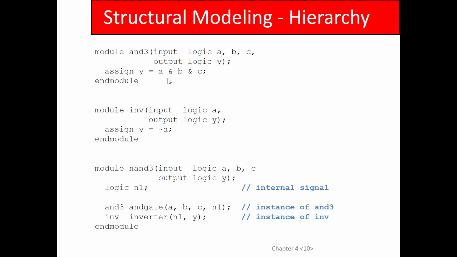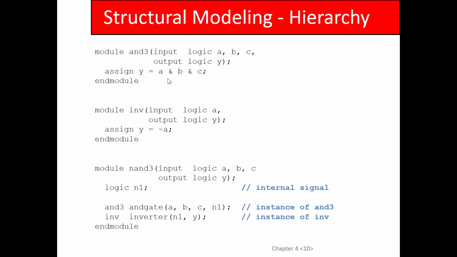In this case, I've got something called logic N1. That's an internal wire. And it only exists inside of this NAND. And it's going to be used to connect the output of the AND gate to the input of the inverter. And it does that through its name. So N1 is connected to the output of the AND gate, and it is the output of the AND gate, and it's the input to this inverter. You guys with me?